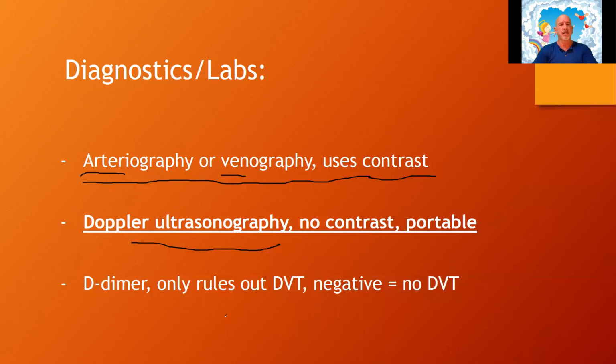Now there's a test called a D-dimer. A D-dimer doesn't tell you if you have a DVT, it just tells you if you don't have a DVT. So if your D-dimer test comes up negative, it's likely that there is no DVT. But it's not really a concise test. You really have to do the ultrasound to find out if you have any kind of blockage there.